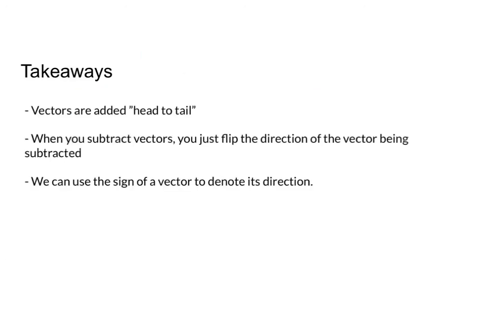So let's talk takeaways. First of all, vectors are added head to tail. Secondly, when you subtract vectors, you just flip the direction of the vector being subtracted, and we saw that in the previous example. And finally, we can use the sign of a vector to denote its direction, as long as we show somewhere in the picture which direction is positive and which one is negative.